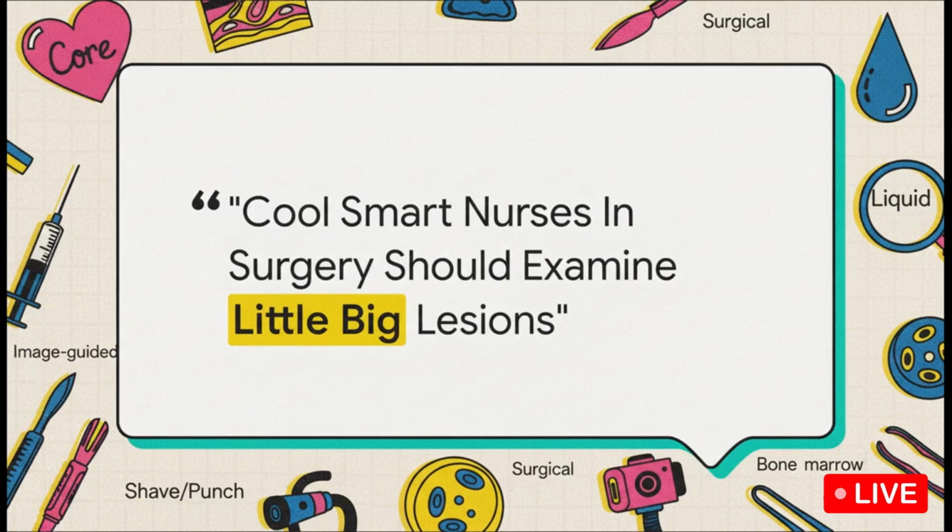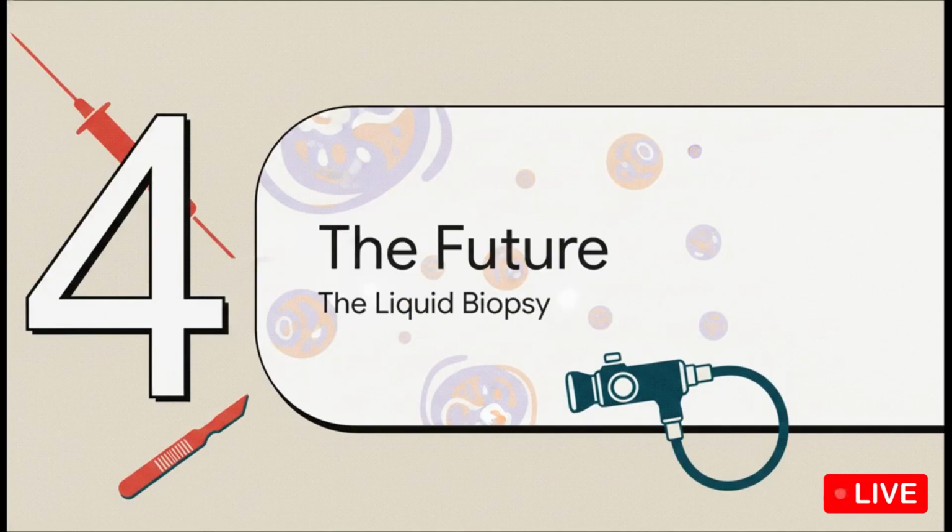All right, for all you students out there, you're gonna love this. Here's a great mnemonic to help you remember the 10 major types we've just covered. Cool, smart nurses, in surgery, should examine little big lesions. That's for core, skin, needle, image-guided, surgical, endoscopic, laparoscopic, bone marrow, and the last two? Big and lesions are just part of the phrase, but little is for the one we're about to cover: liquid. And that covers the major ways we actually get a tissue sample.